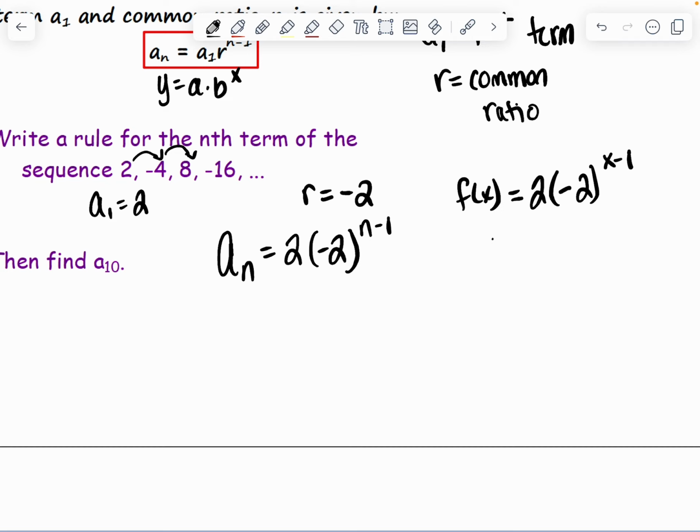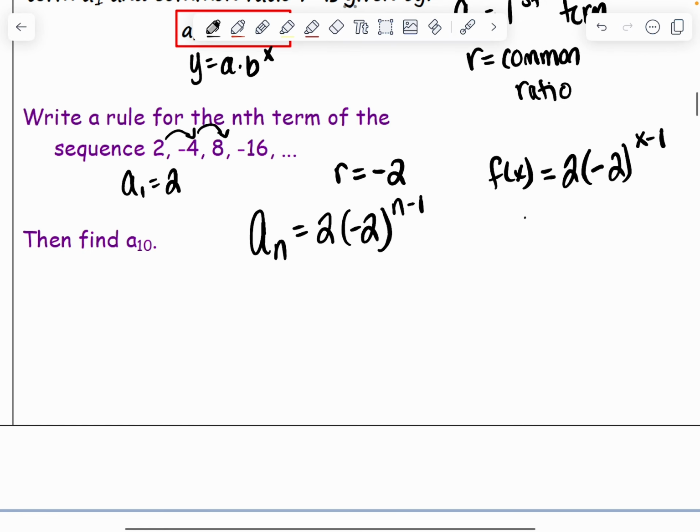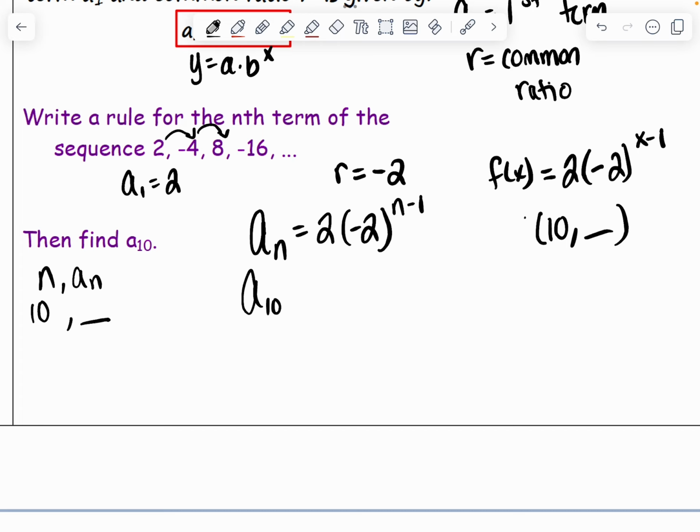It shows us that it's our output, and it shows us what our input is. So n is our input, a sub n is our output. If I want to find a sub 10, that's like finding when x equals 10, what's your y value? Except that it's n and a sub n. So when n equals 10, what's your output value? To find the 10th term, you would just plug in 10 for your variable.